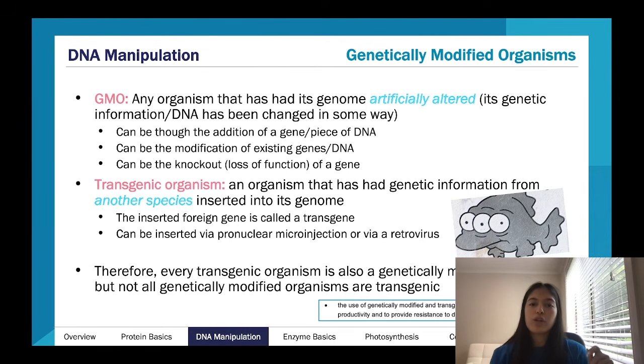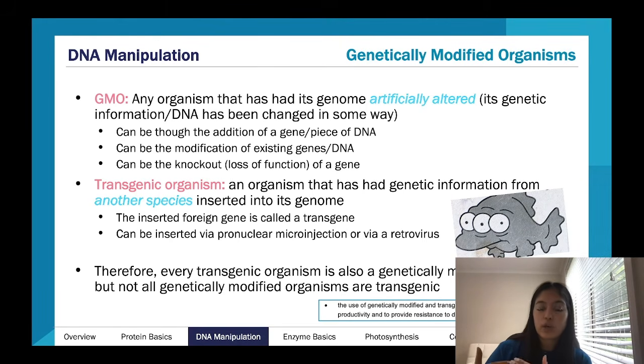Okay, so now moving on to GMOs. So basically GMOs and TGOs, genetically modified organism versus a transgenic organism. Think about the names. Genetically modified means anything that has had its genome altered in any way. So they've had a gene removed, maybe a gene swapped around, or you've added a gene from a different organism of the same type, the same species. Genetically altered in any way.